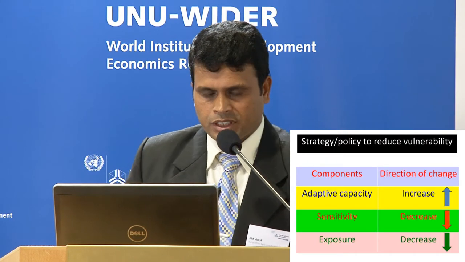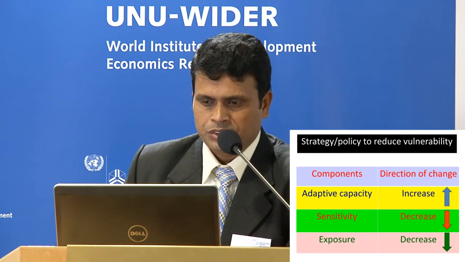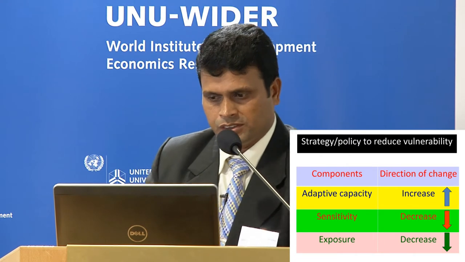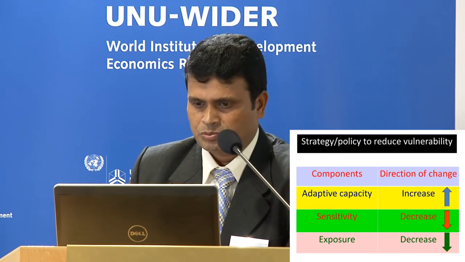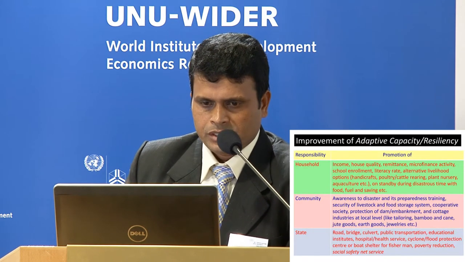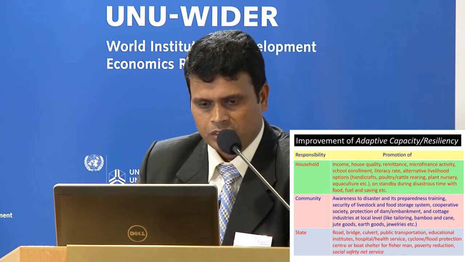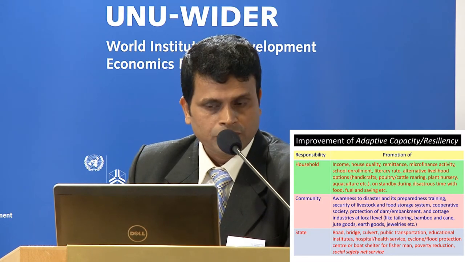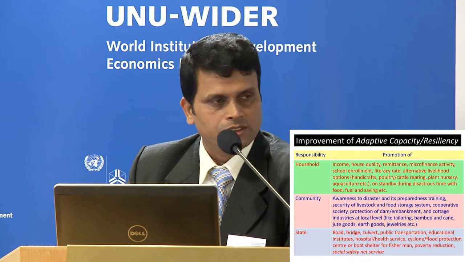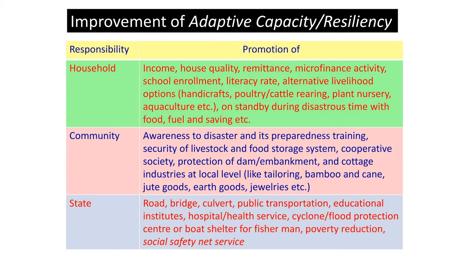So the strategy or policy to reduce vulnerability: we should increase the adaptive capacity and reduce the sensitivity and exposure. Improvement of adaptive capacity at household level, community level, and state level. So all levels have some responsibility to increase the adaptive capacity. For example, at household level, income, house quality, remittance, and microfinance activity should be enhanced. At community level, awareness of disasters and preparedness training should be increased. At state level, roads, bridges, culverts, and public transportation should be increased.